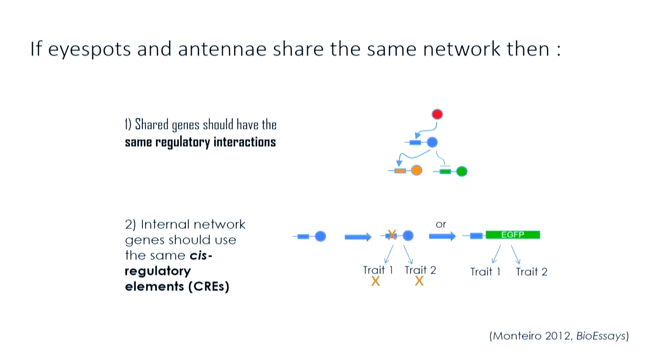So the idea here is that if we find these cis elements, if we knock them out, we should see two traits or more being affected if we have pleiotropic cis elements that represent co-opted networks. Or in addition, if we take these cis elements from genes in the middle and we attach them to GFP, we should see GFP expression in the ancestral context and also in the novel context, which would be the eyespots.